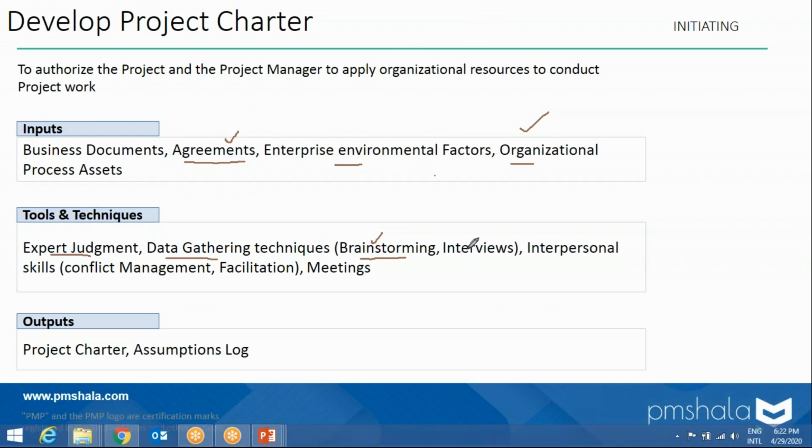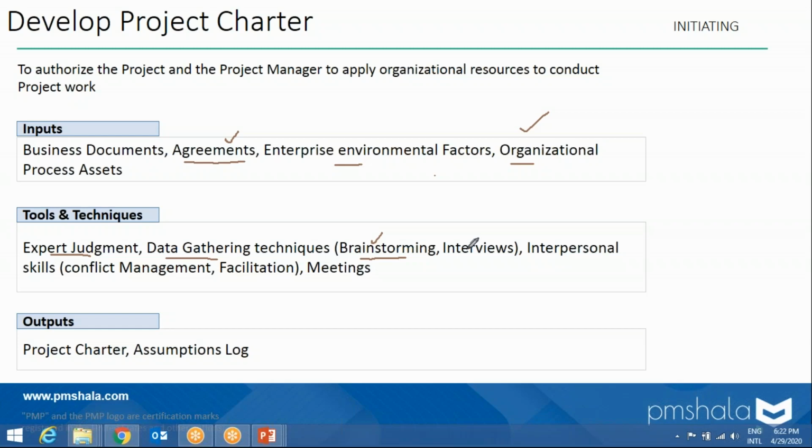Even interviews is another data gathering technique. Interviews, from the name is obvious. Interview is to go reach out to pre-qualified stakeholders and ask questions. Interview is done for many, many reasons. Again, it could be a one-to-one interview, or it could involve multiple interviews or multiple interviewers also.